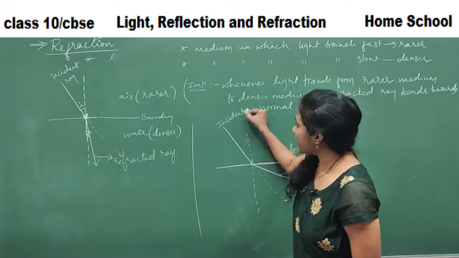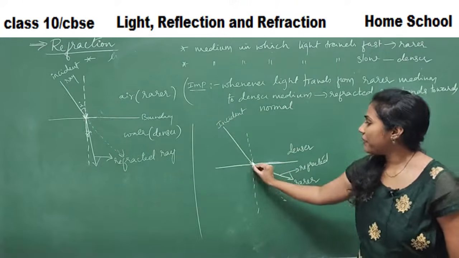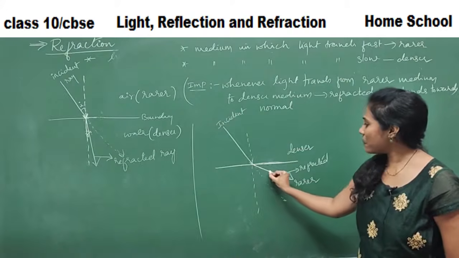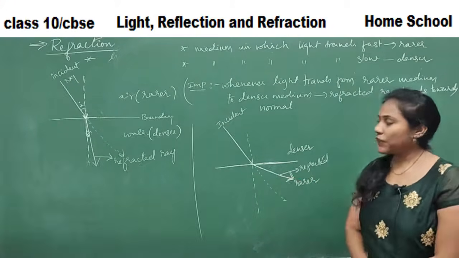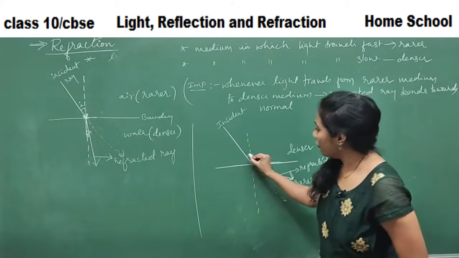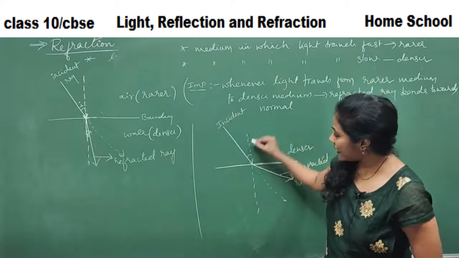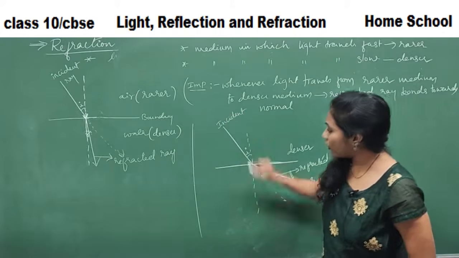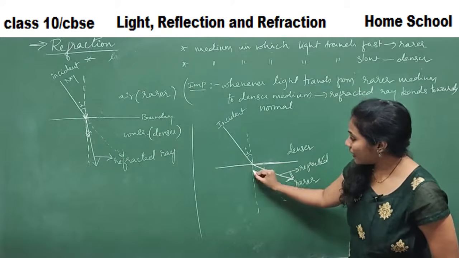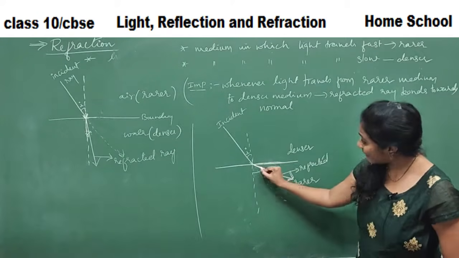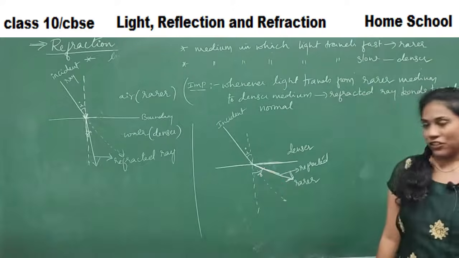So whenever an incident ray comes and falls on a surface of rarer medium, bending of light takes place. But how is it bending? It is going away from the normal. Now, what is angle of incidence? The angle between incident ray and normal is called angle of incidence. And what is angle of refraction? The angle between normal and refracted ray is called angle of refraction.